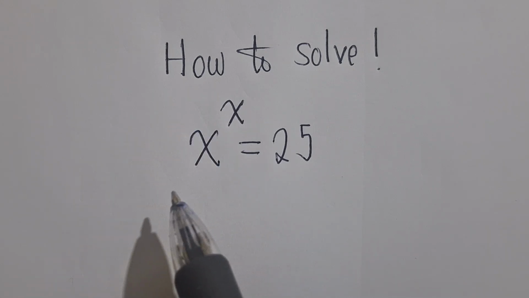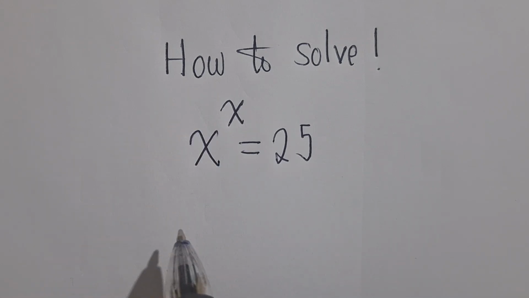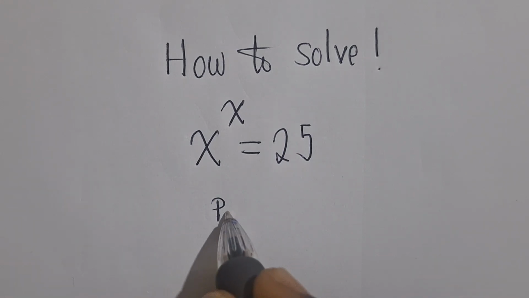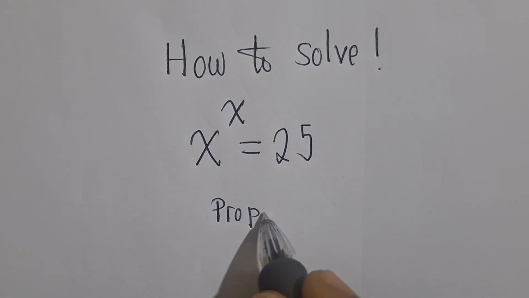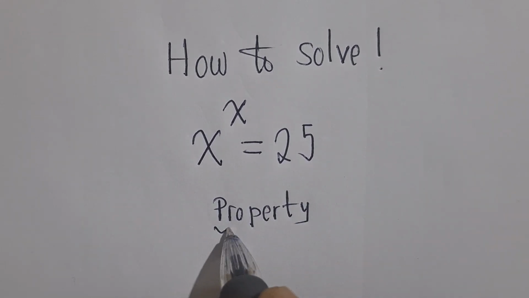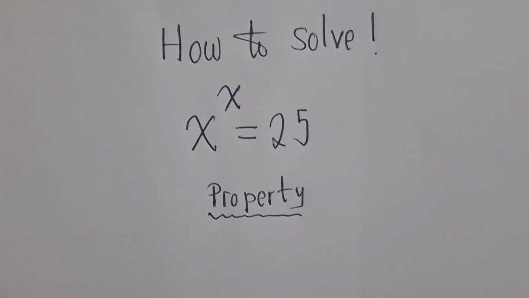I've got a question with me right over here. We need to find the value of x. To find the value of x, we are going to follow the property. This is a property which we need to use in order for us to find the value of x.